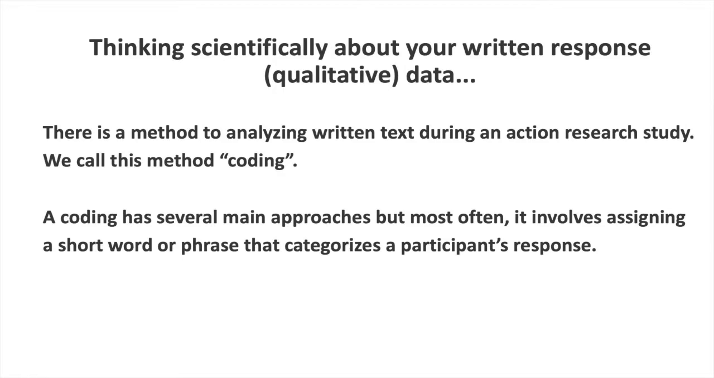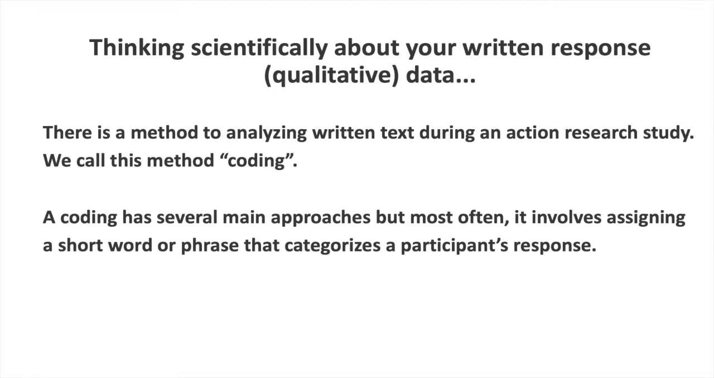Coding has several main approaches, and it involves assigning a short word or phrase that categorizes the participant's response. And the code can be used to summarize the main point or secondary points in a sentence. So it can also be used to summarize multiple sentences from one participant. So you could be summarizing the main point or secondary points of an entire sentence. You could also use it to summarize multiple sentences from one participant into one theme.